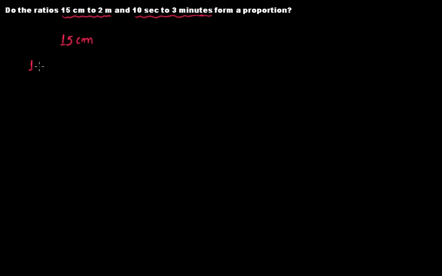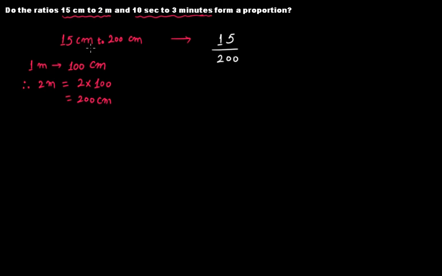In 1 meter, we have 100 centimeter. Therefore, in 2 meters, we'll have 2 times 100 centimeter. That is 200 centimeter. Therefore, 15 centimeter and 200 centimeter. So this will be 15 to 200. Note that it's so important, centimeter and centimeter, you're comparing the same units. So 15 to 200. Now, how will you solve this?